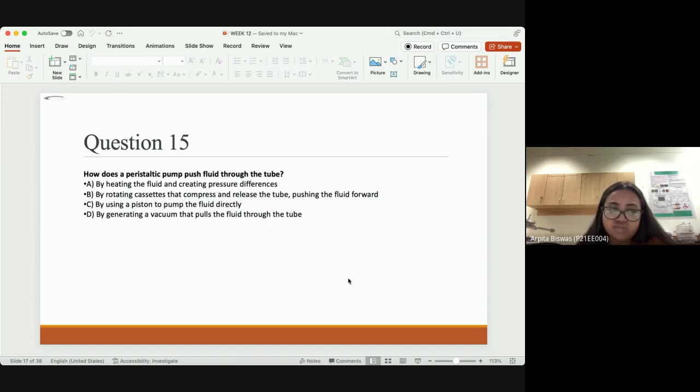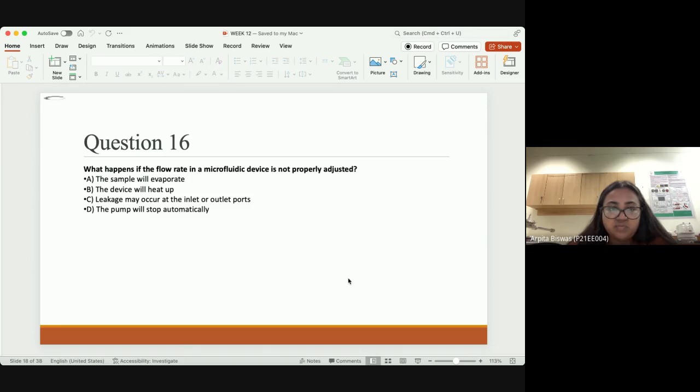So the right option is option B, by rotating the cassettes that compress and release the tube, pushing the fluid forward. So next, move towards question number 16. What happens if the flow rate in a microfluidic device is not properly adjusted? First option is the sample will evaporate. Second, the device will heat up. And option C is leakage may occur at the inlet or outlet port. Or option D is the pump will stop automatically.